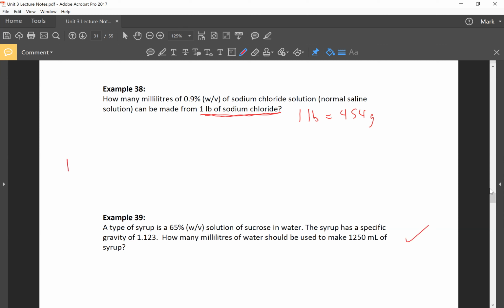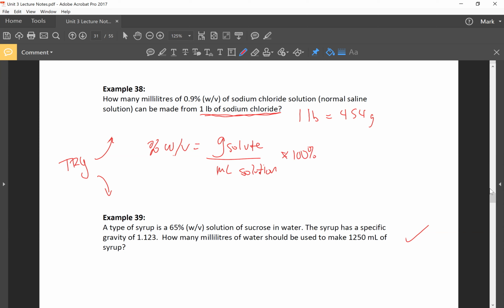It's early in the morning, and these aren't the easiest ones, but this is a good challenge. If you can do 38 and 39, you can do pretty much any of these weight ones. So why don't you try 38, 39? Remember the formula. You want to take the grams of solute over the milliliters of solution, and times that by 100%.